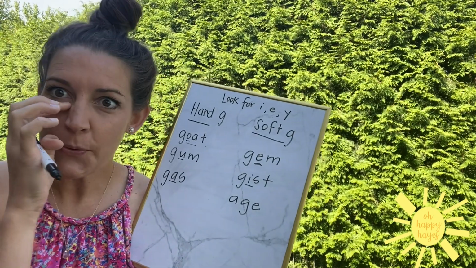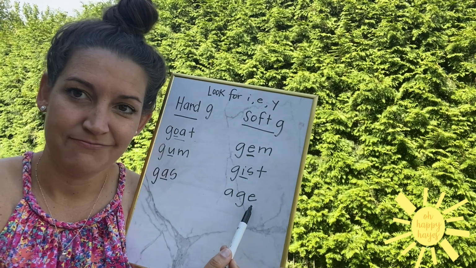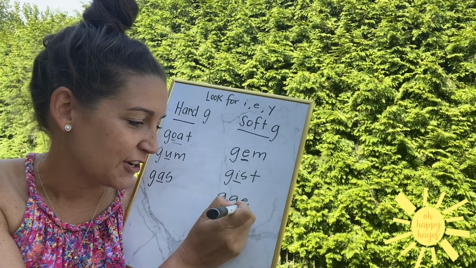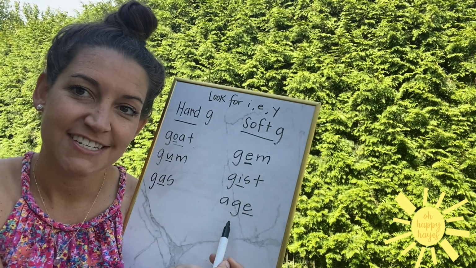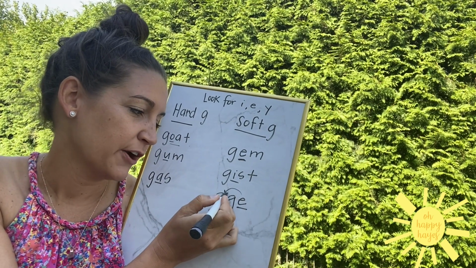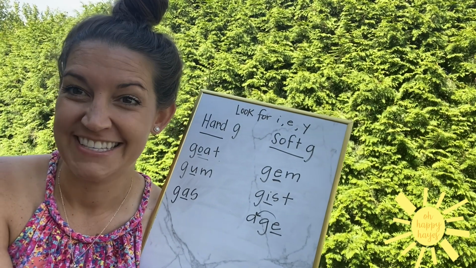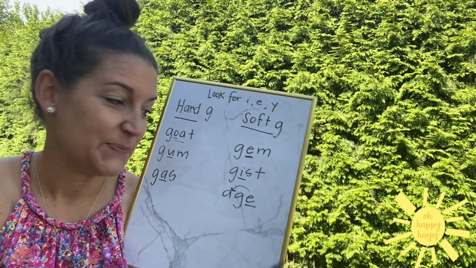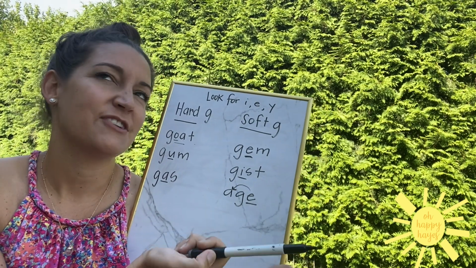And finally, ooh, I see something else I've taught you before. This is a Bossy E, and it happens to be after the G. So it tells the G to say J, and it also jumps over to tell the A to say its name. That is one Bossy E. So now it's telling the A what to do and the G what to do. Don't forget, they all have the E, I, and we don't have a Y here.